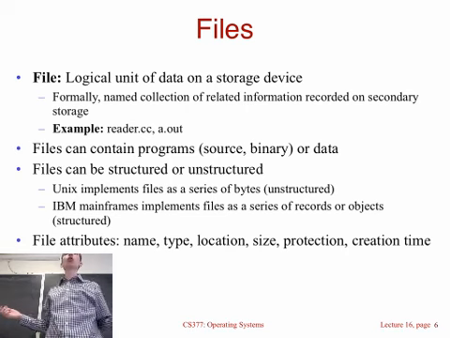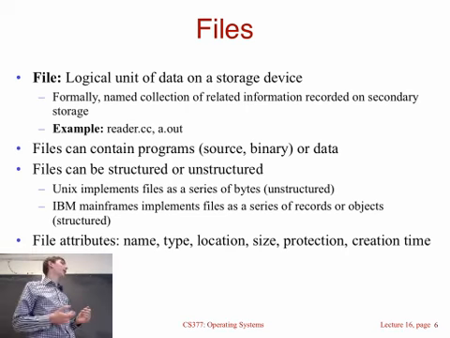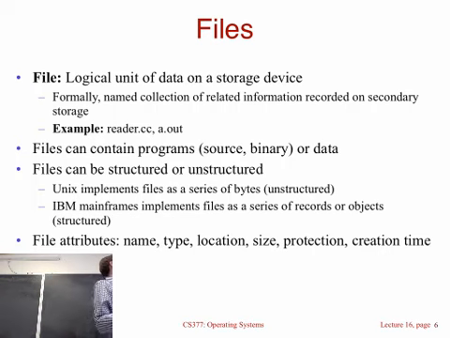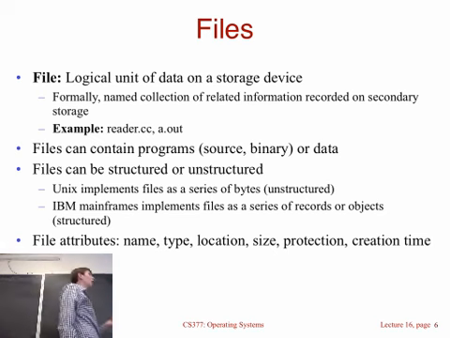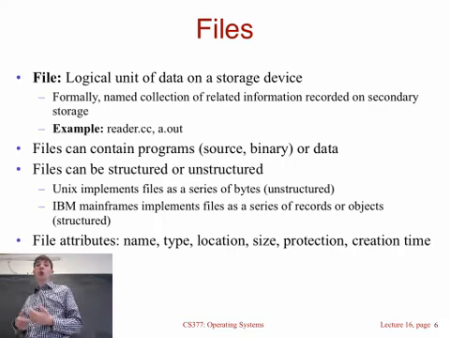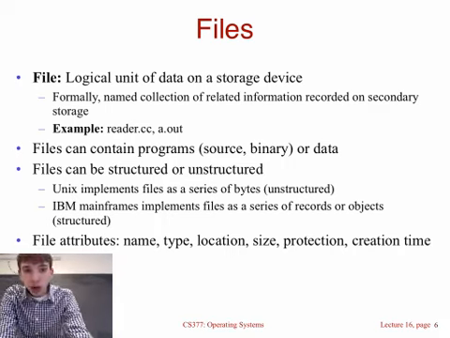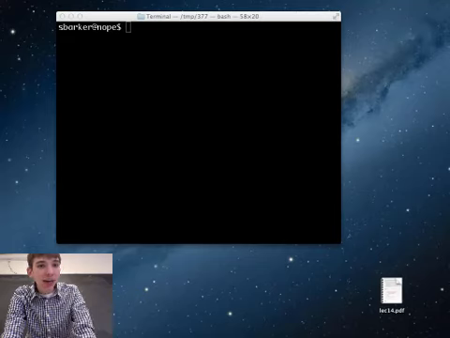All of this is usually called metadata. So there are lots of different types of metadata. Obviously, the name is one example. The type of the file: is it an executable program? Is it a text document? That would be an example of metadata. Where it's stored on your disk, how large it is, who is allowed to access it, what its creation time is. These are all examples of metadata.